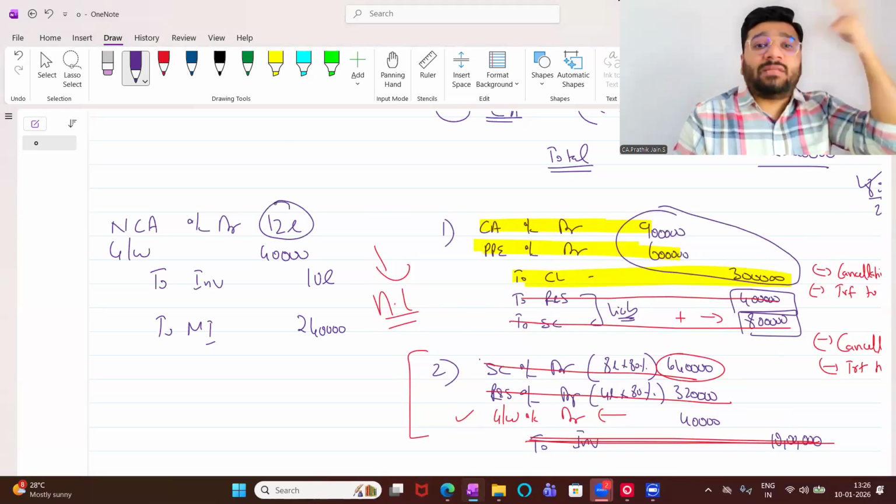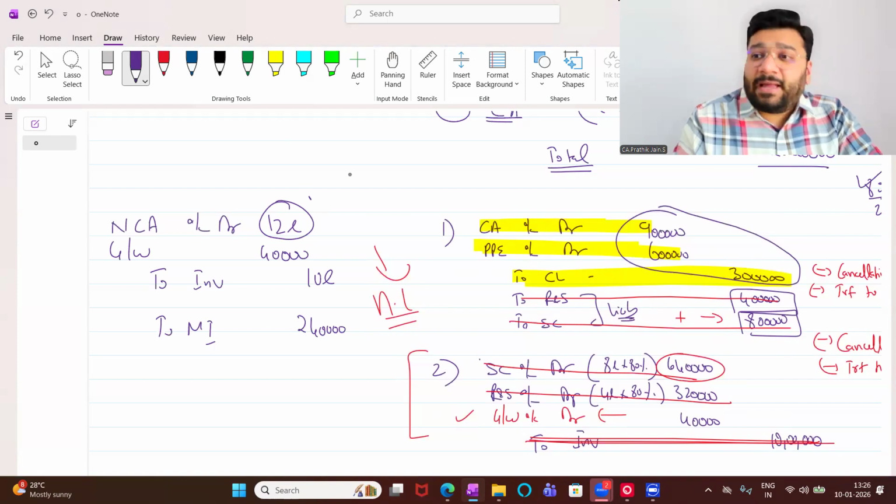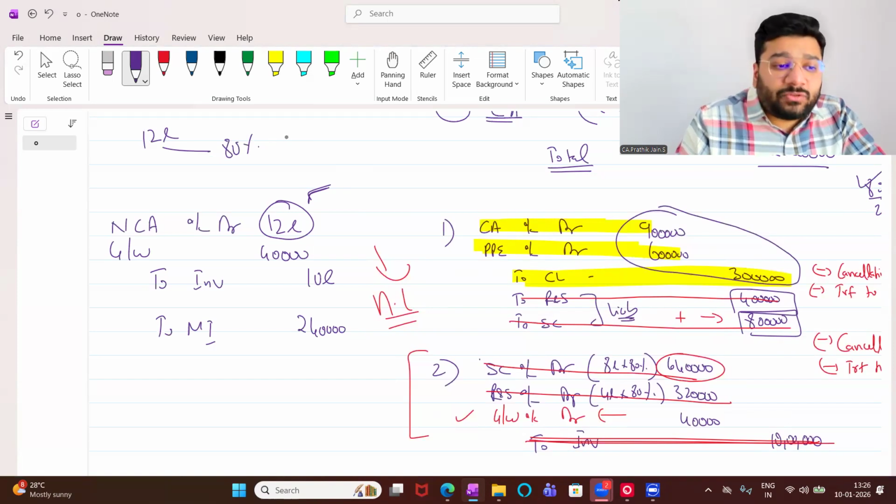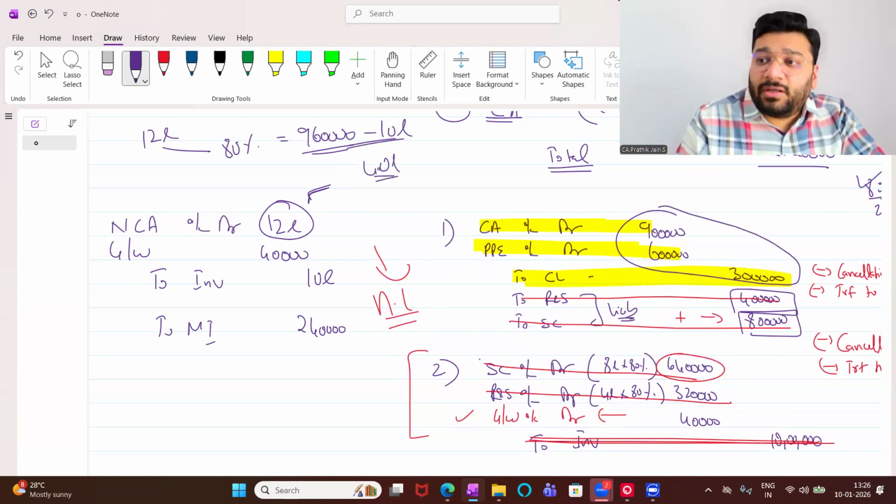Current asset, total asset minus external liability, I got 12 lakh worth of net asset. Does this entire 12 lakh belong to me? No. How much belongs to me? Only 80%. 12 lakh 80% is how much? 9 lakh 60,000 of net asset belongs to me. But how much did I pay? I paid 10 lakhs. How much did I pay extra? 40,000. Got it? That 40,000 is goodwill. Now, I showed investment in my balance sheet here.